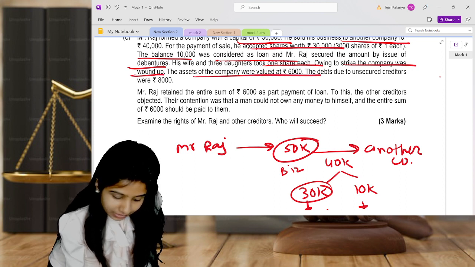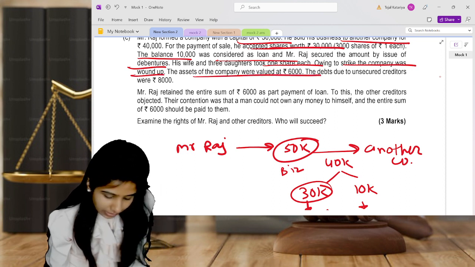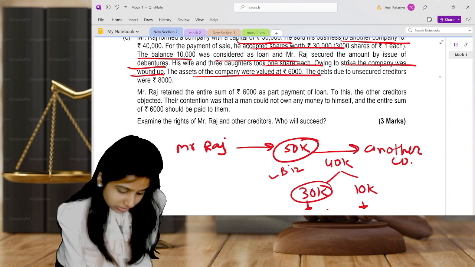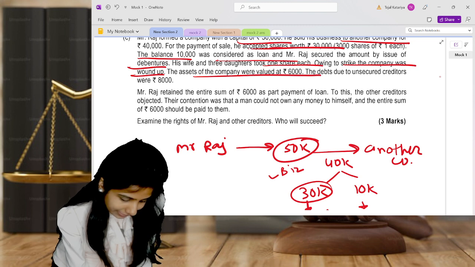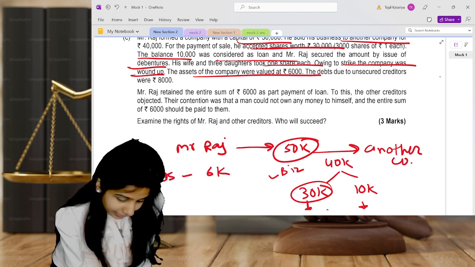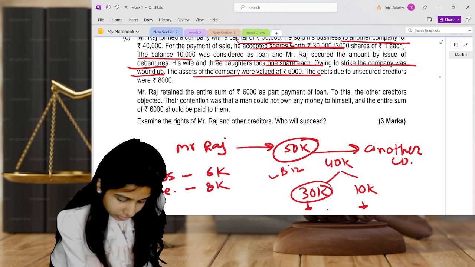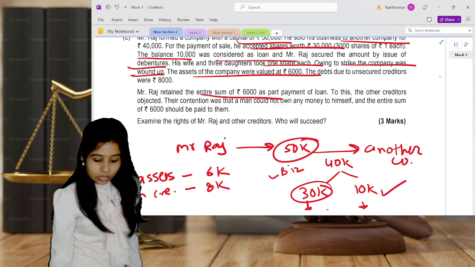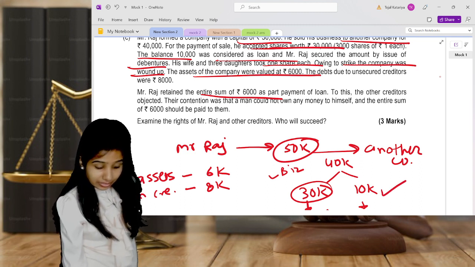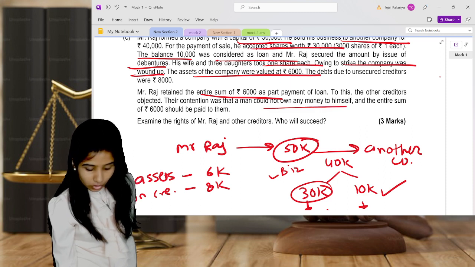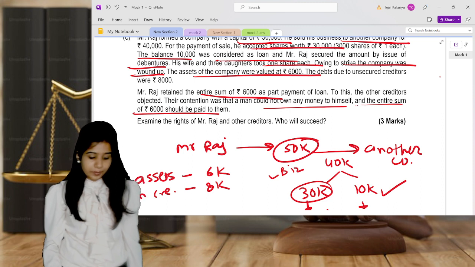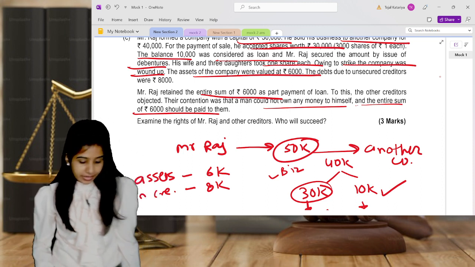The assets of the company were valued at 6,000. Now this business is going into winding up. The assets are worth 6k, and the unsecured creditors are owed 8k. Now Mr. Raj retained the entire 6,000 as a part of his loan account, and the other creditors objected. Their contention was that it could not be his own money, and the entire sum of 6,000 should be paid to them, the unsecured creditors.